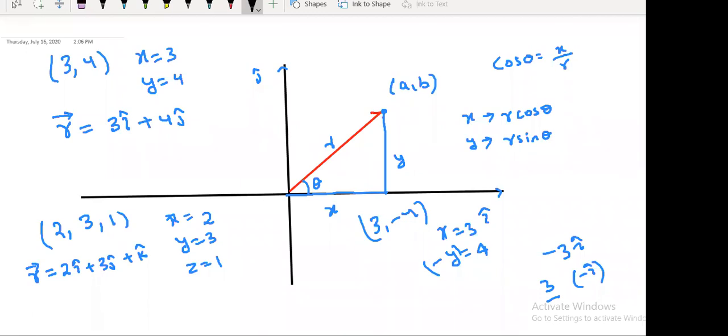ठीक है? Okay. Very good. Now, एक चीज बताओ, राइट? तुमने यहां से चलना स्टार्ट किया, शाकिब, तुमने यहां से चलना स्टार्ट किया, राइट? तुम चल रहे हो ऑरिजिन के लेफ्ट हैंड साइड, राइट? तुम 4 मीटर चलोगे कि -4 मीटर चलोगे? टेल मी, तुम 4 मीटर चलोगे कि -4 मीटर चलोगे?